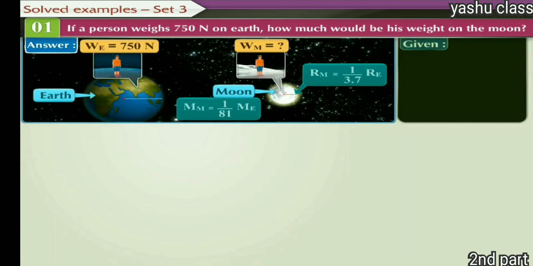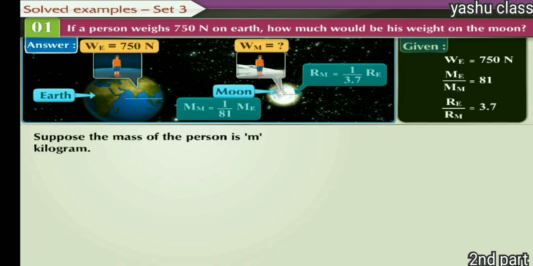Let us first note down the given information. Weight of person, WE, is equal to 750 newtons. The ratio of Earth's mass to the Moon's mass, that is, ME to MM, is equal to 81. The ratio of Earth's radius to the Moon's radius, that is, RE to RM, is equal to 3.7. Suppose the mass of the person is m kilogram.